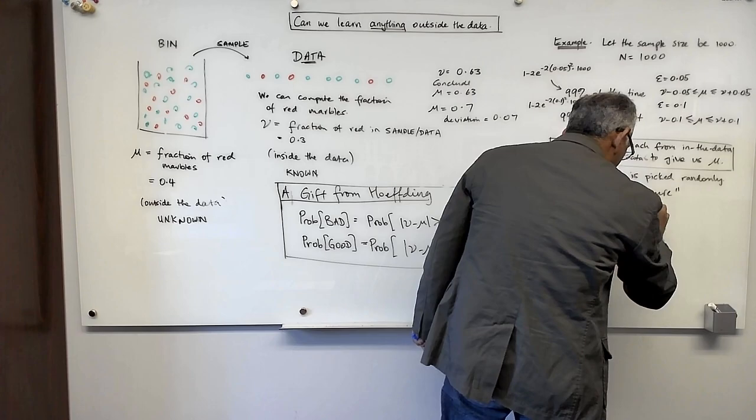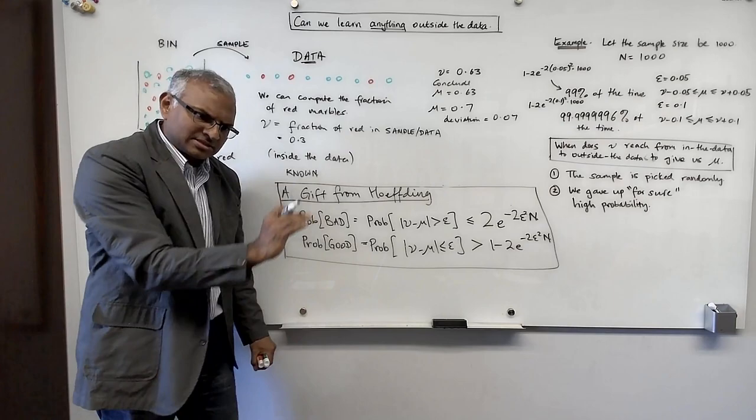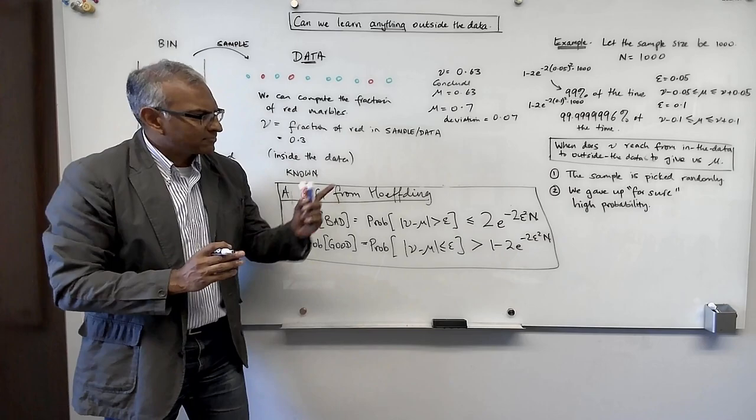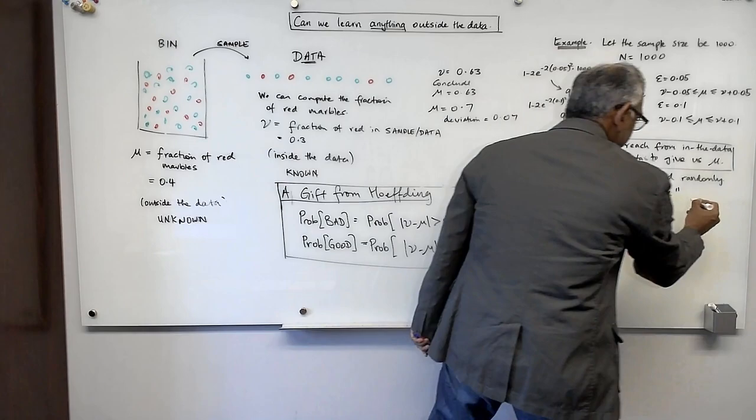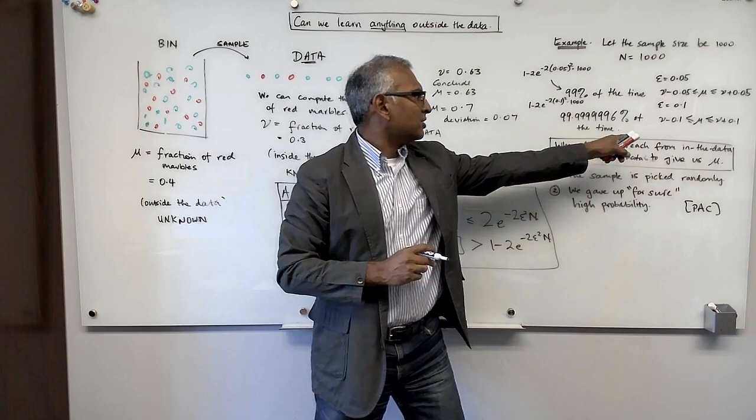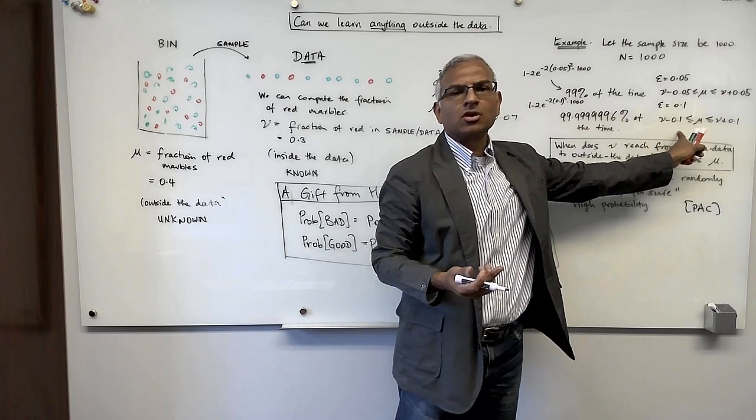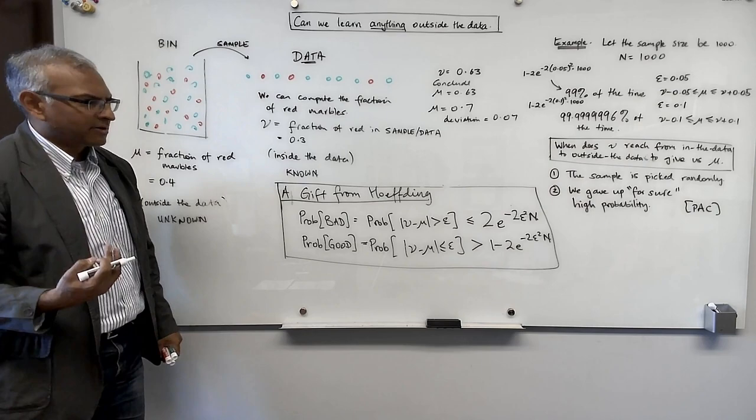So in this specific example, you can only reach from inside the data to outside the data. Okay, never for sure, but with high probability. Sometimes we say this is a probably approximately correct model, PAC. So it's probably approximately correct to say that nu is mu. Probably because it's with high probability, and approximately because you have to have this epsilon. You cannot set epsilon to zero. So you're with high probability, approximately correct.